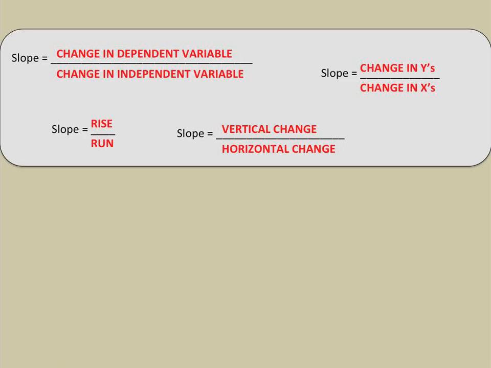There are a lot of ways to think about slope. We already talked about the change in the dependent variable over the change in the independent variable. We can also call that the rise over the run. I always think of it as the vertical change over the horizontal change, how much up and down compared to how much over. You can also think of it as your change in your y's over your change in your x's. Notice your dependents are your y's, your independents are your x's. All of these ideas really say the same thing.